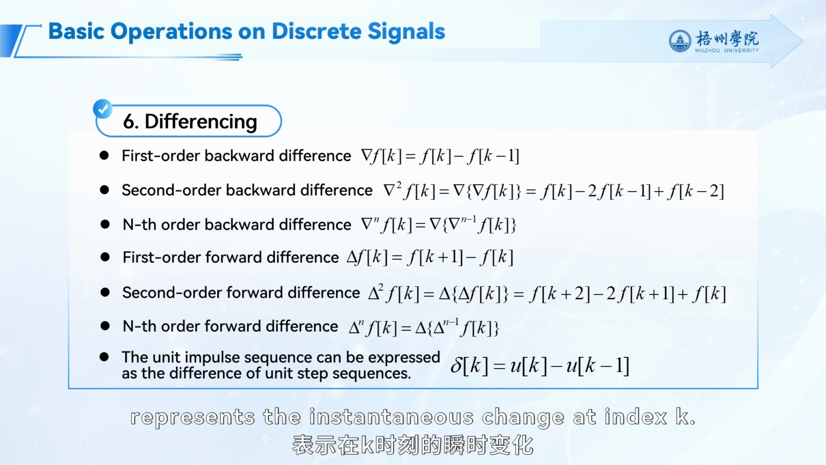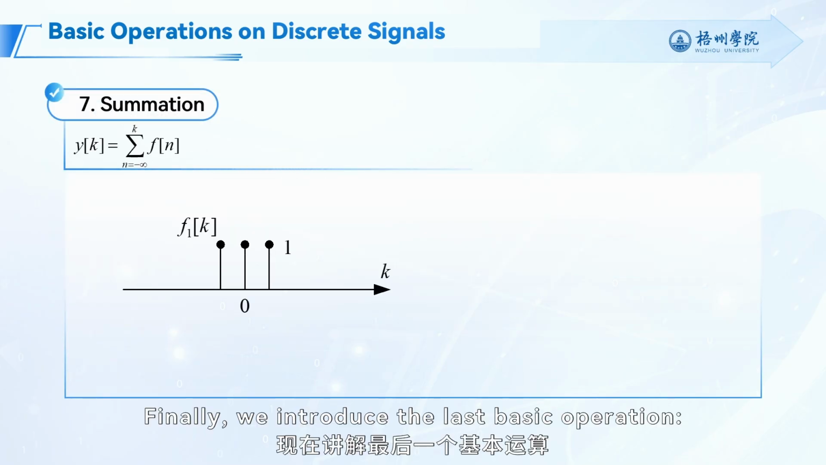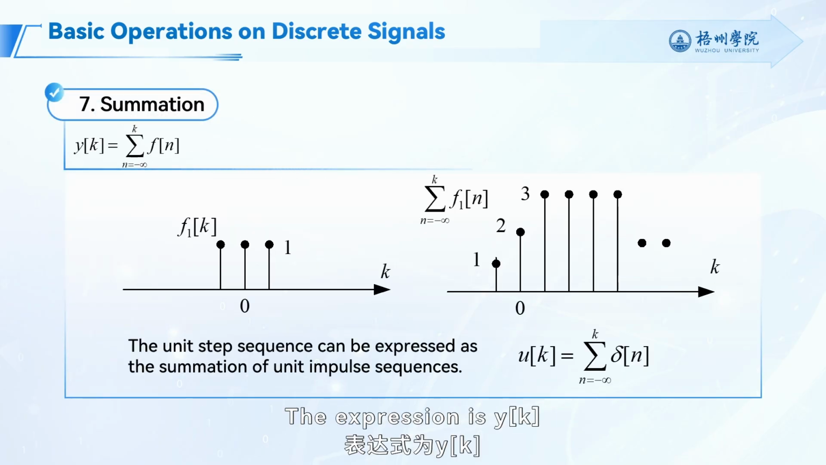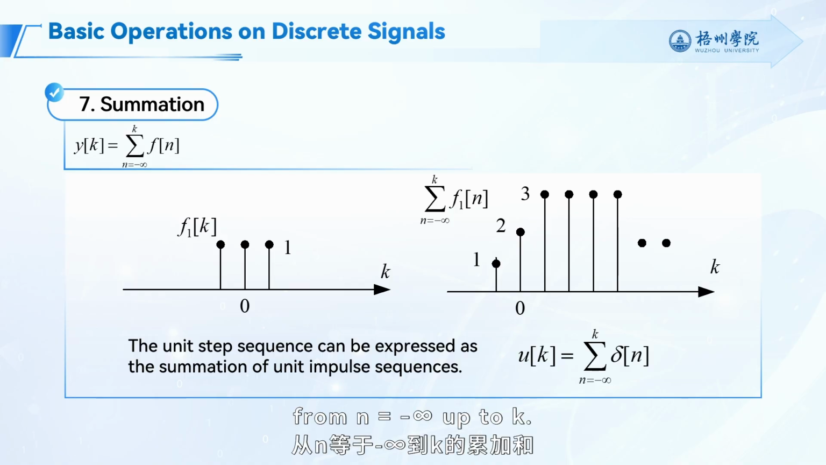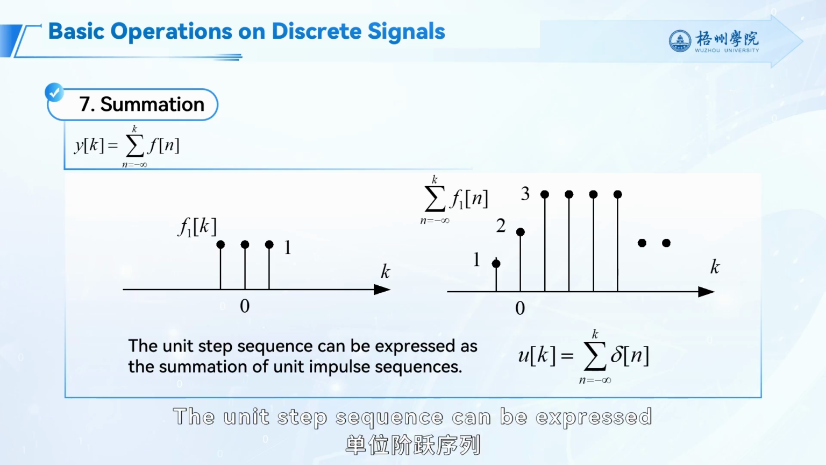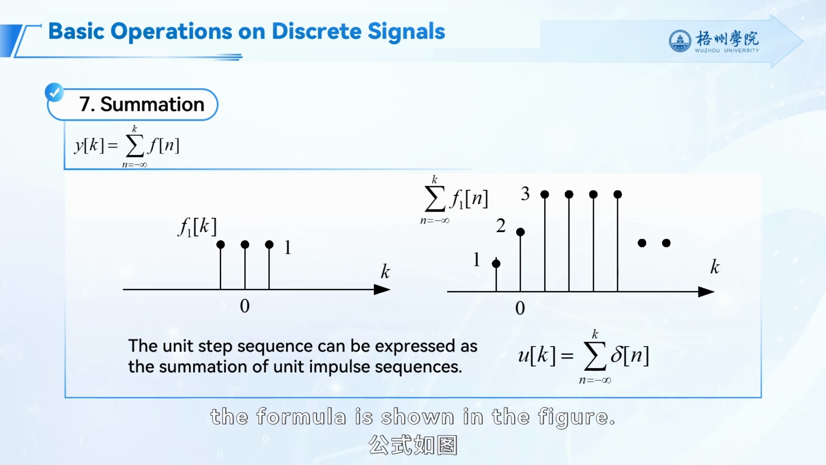Finally, we introduce the last basic operation, summation. The expression is y of k equal to the cumulative sum of f of n from n equals -infinity up to k. The unit step sequence can be expressed as the summation of unit impulse sequences. The formula is shown in the figure.